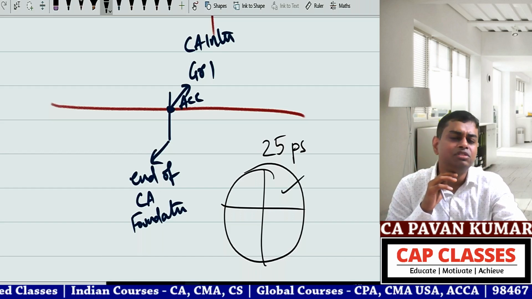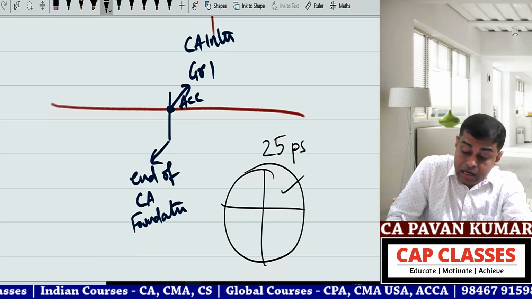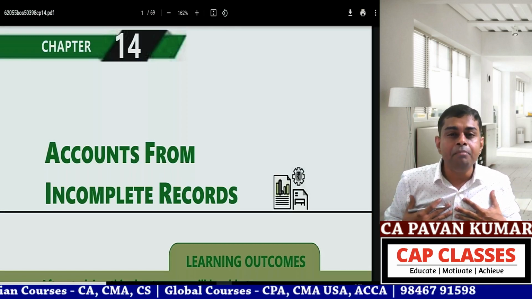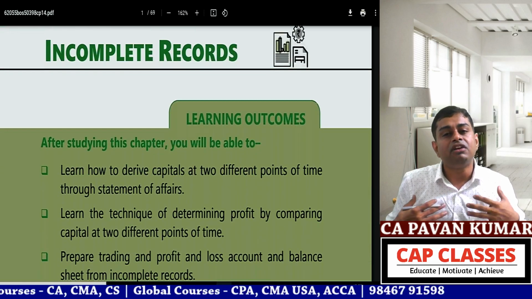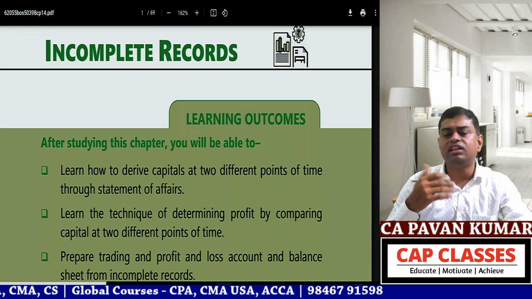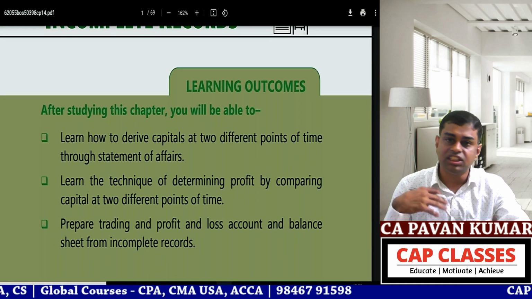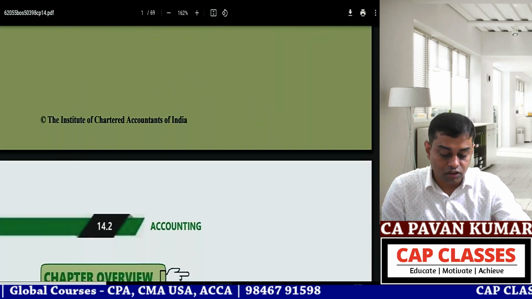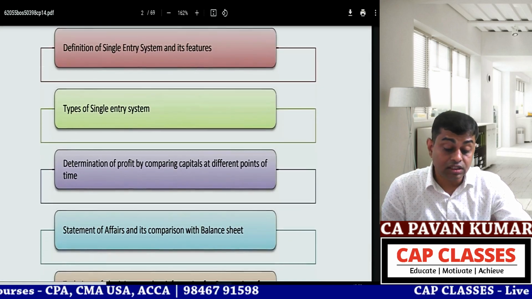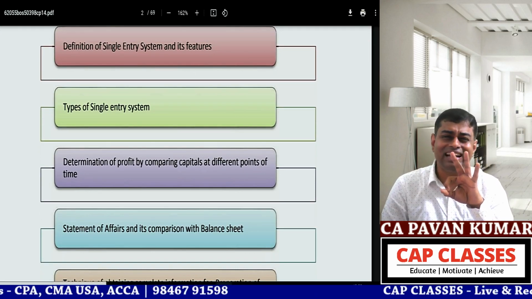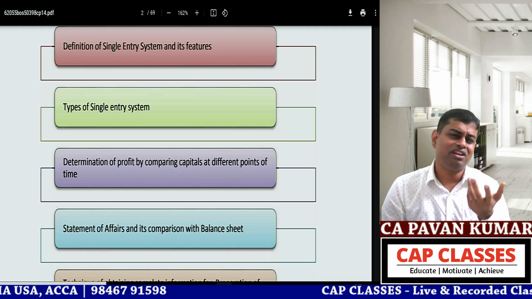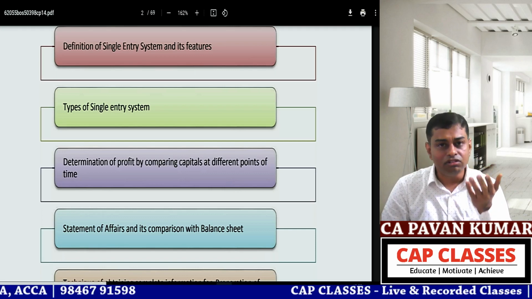That's a simple problem. Okay, now let us go to the ICAI study material, which is our Bible, which is our Bhagavad Gita, which is our Quran, which is our Guru Granth, which is our Torah, which is our holy book. Okay, so look here. What is the definition of single entry system and what are its features? Types of single entry system, they'll tell you there are 3 types of single entry, but I'll tell you one thing, okay? There are no 3 methods, whatever the type is. Finally, what we do is the same.